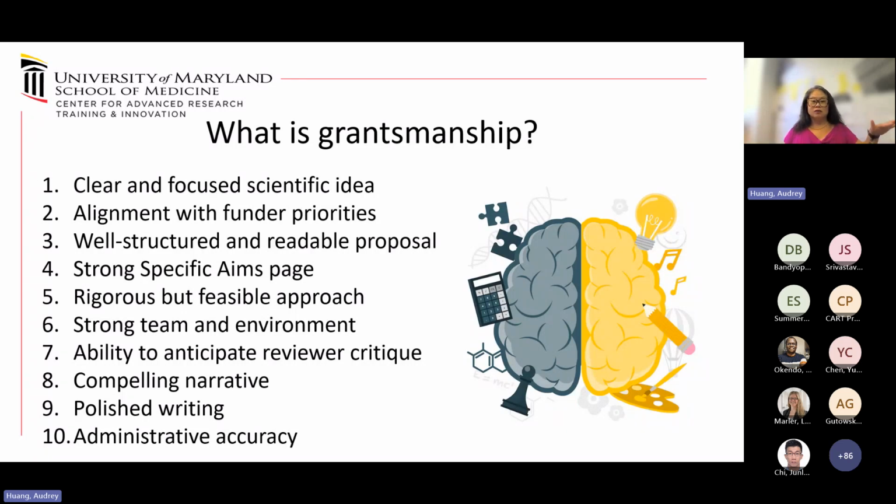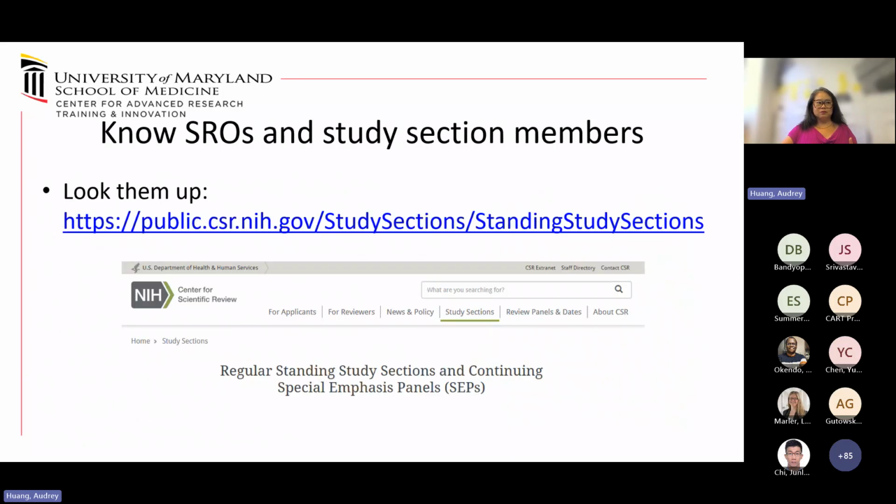It gets turned around immediately. Nobody looks at it. You're out for that cycle. So don't have that happen to you. All of this is very critical. So it's not just about the writing. The writing is very important. We'll cover that today, but all of this matters.